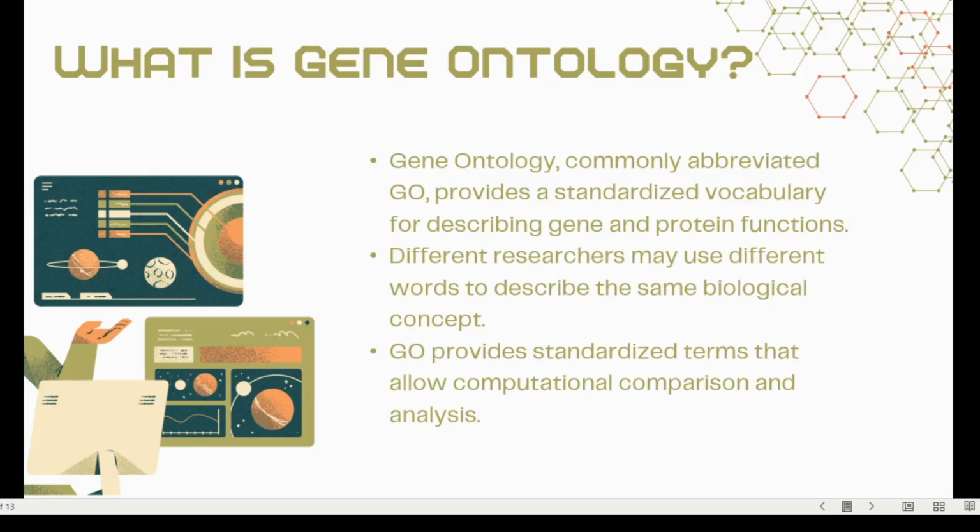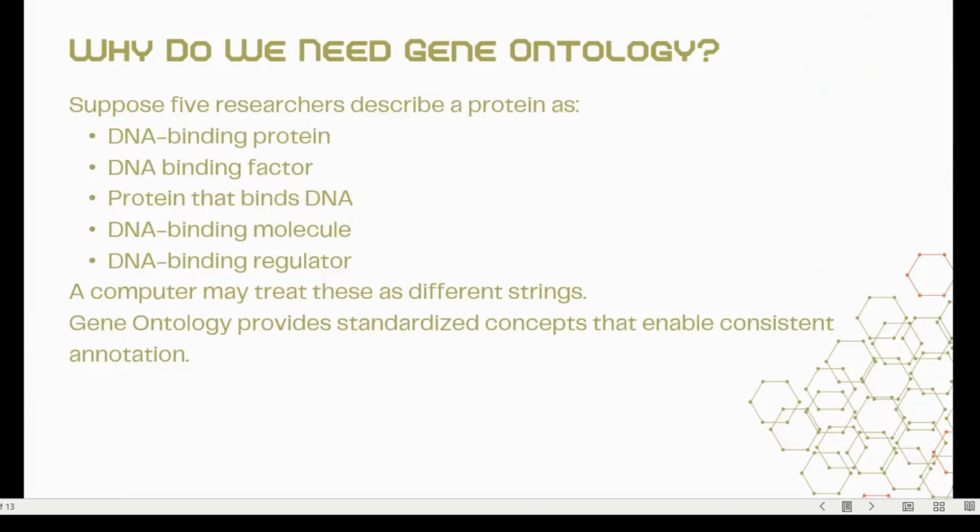Many scientists may use synonyms for the same function, but that will create problems. So to standardize things and to make them computationally feasible, computationally calculable, we use the GO terms. Now see, why do we need gene ontology? That is what I'm discussing here.